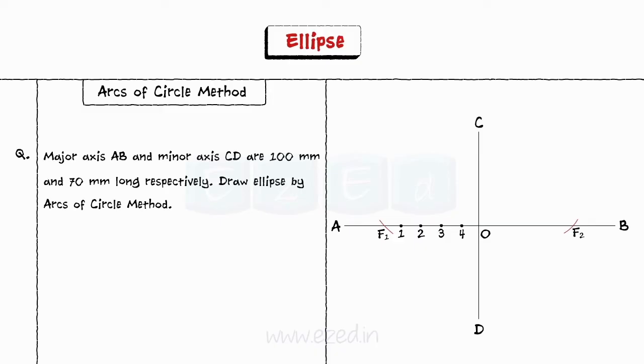Step 4. Taking distance as A1 and point F1 as center, draw an arc above and below line AB, and taking distance as B1 and point F2 as center, cut this arc and mark a point.